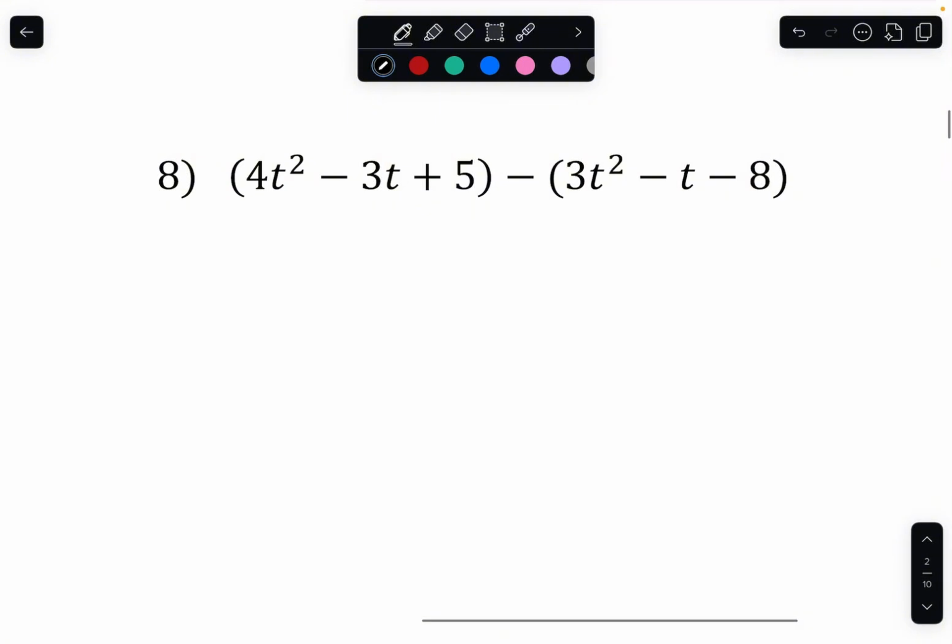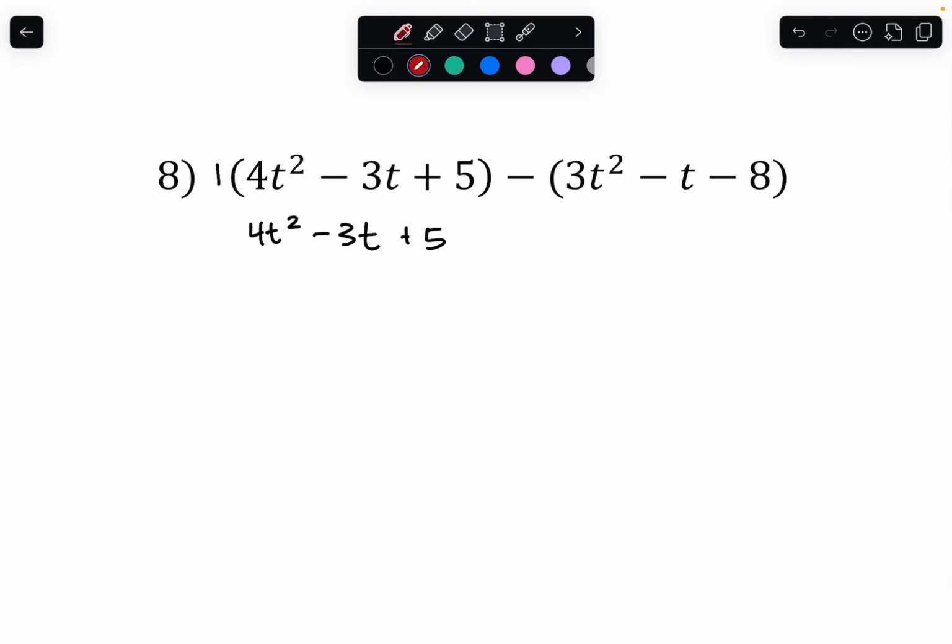This next example is similar. We're distributing a positive 1, so nothing is going to change in the first set of parentheses. But for the second set of parentheses, we're distributing a negative 1. So all these signs are going to change. So negative 3t squared plus t plus 8.